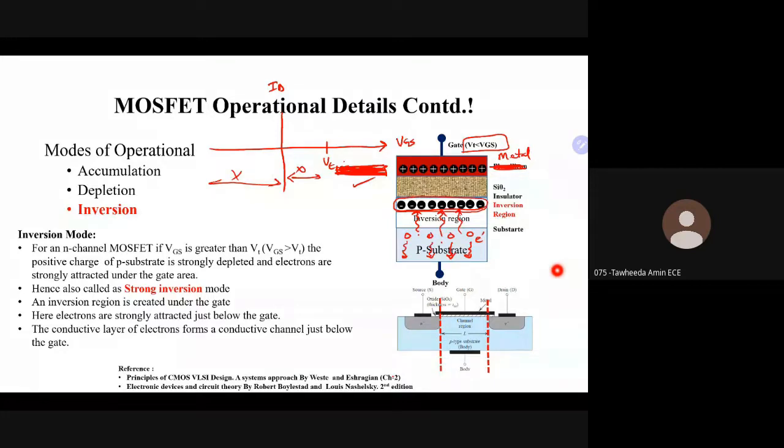अब इसने क्या किया, it has so much high electric field that it has collected all the electrons just below the gate and started accumulating them. So an inversion region is created just below the gate. That is why this is a strong inversion region. It is also known as inversion mode of this MOSFET.